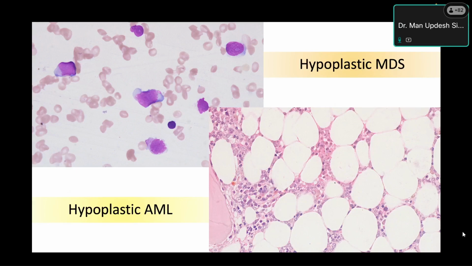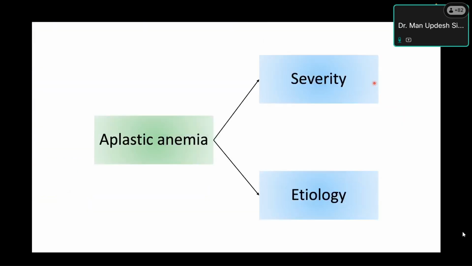I don't have the IHC photograph for now for this patient, but these are the differential diagnoses. So you need to look at these cells closely before you suddenly jump into a diagnosis of aplastic anemia. Although the diagnosis of a hypoplastic AML and hypoplastic MDS is very rare, right? But you need to be cautious about that.